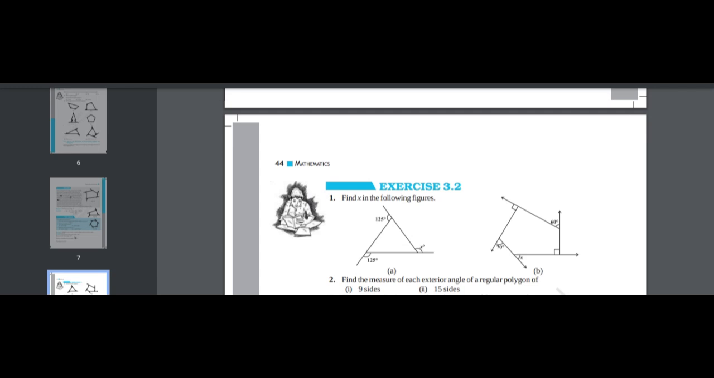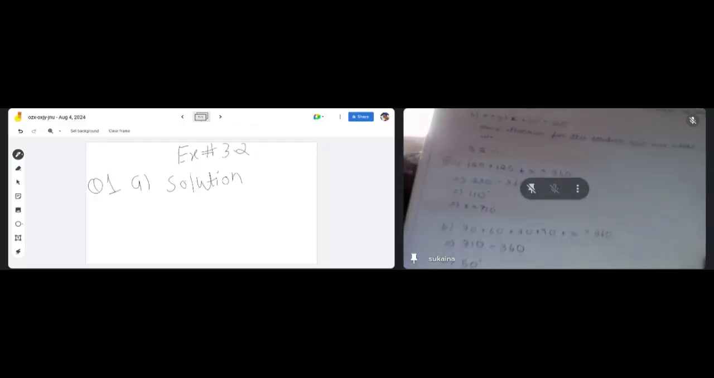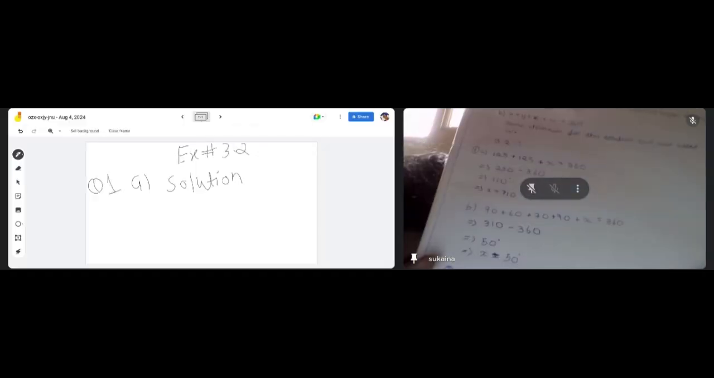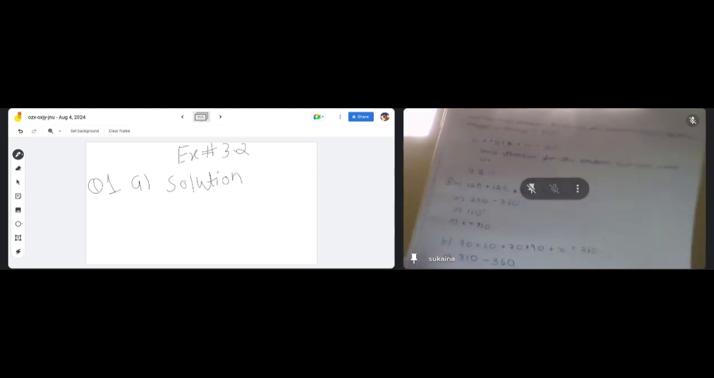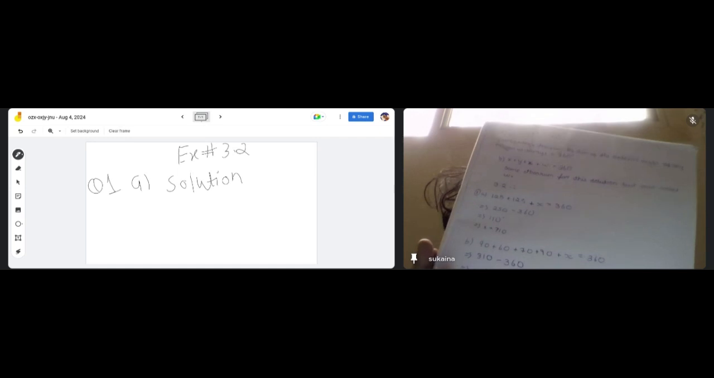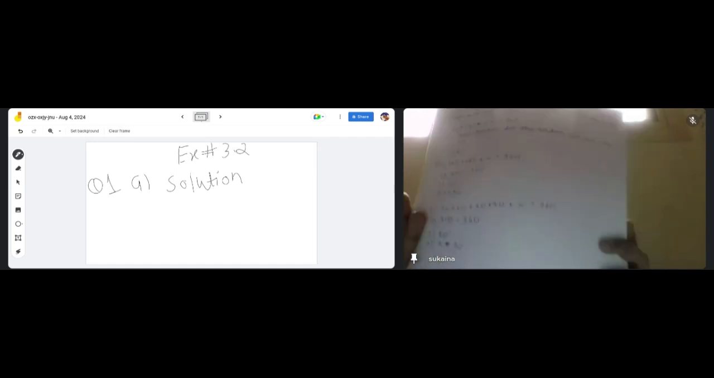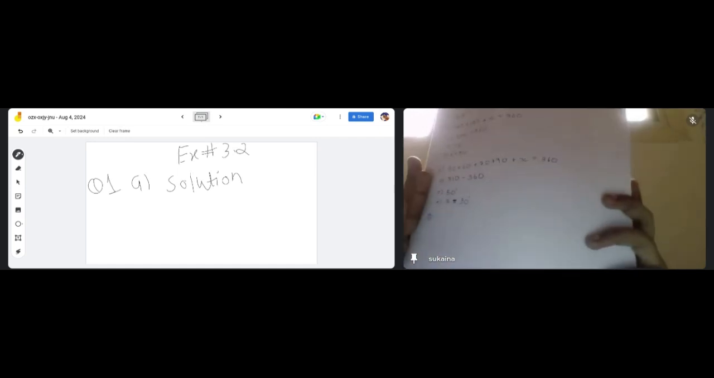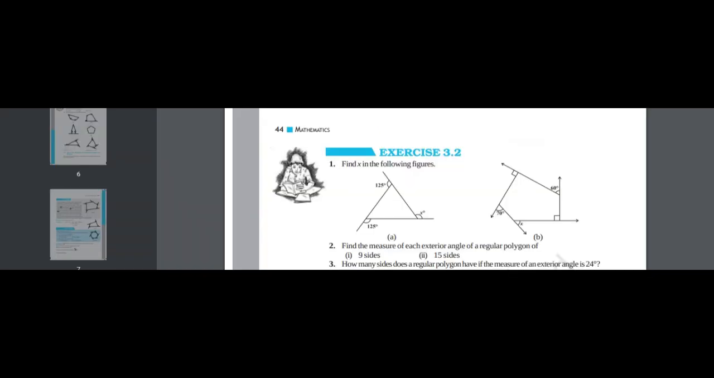So find the x in the following figures. We have to find the x. Okay, the first one is 110 for x. Yes, you have solved it like this: 360 minus 250 and x. Okay, in the next question, can you move the copy upward? Okay, now the next one is 50. Okay, got it. Correct.